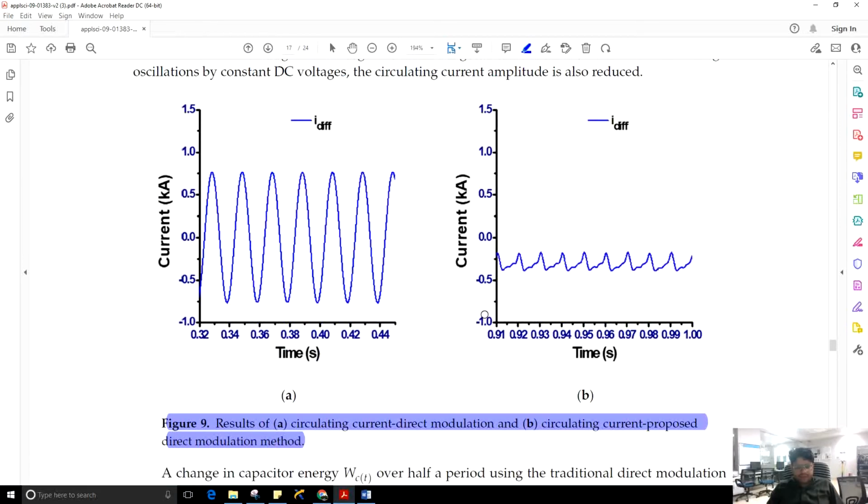So you see, these are circulating currents. In direct modulation, there is no addition of second and fourth order harmonic in the upper and lower reference signals, and this is the result when second and fourth harmonic are added in the upper and lower reference signals. So you see circulating current is significantly reduced in this case.